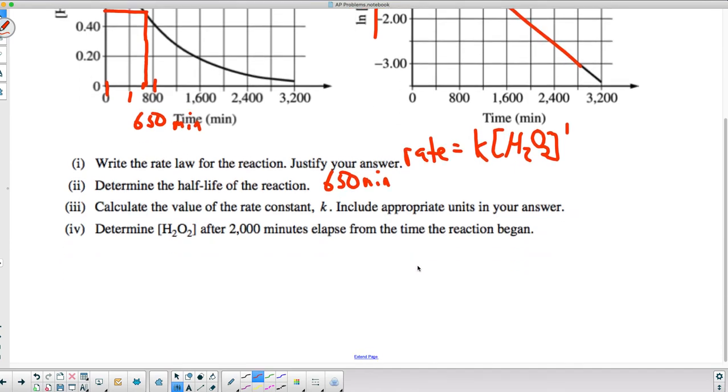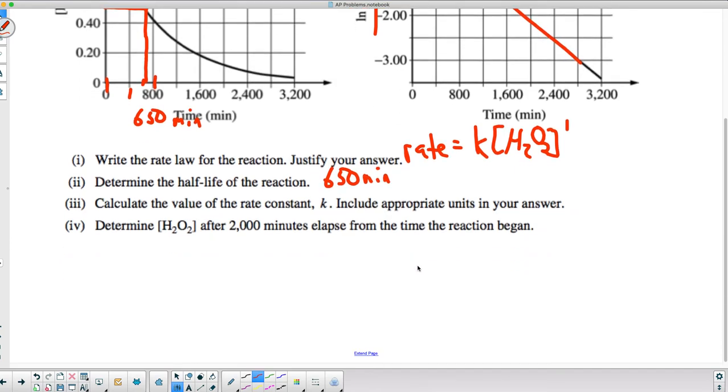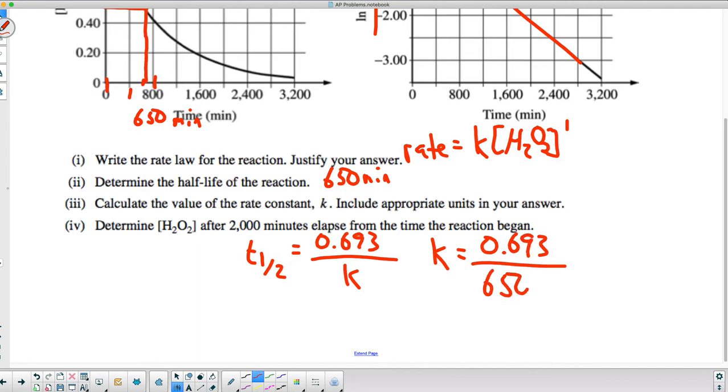In one of the other problems that we've had, the first order half-life looks like this. 0.693 divided by K is our equation for a half-life for first order, which is what our reactant is. So instead of solving for the half-life time and having K, why don't we solve for K like this, and that means I'm putting in 650 minutes. So K equals 0.693 divided by 650.